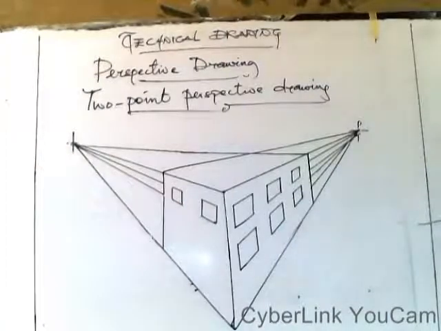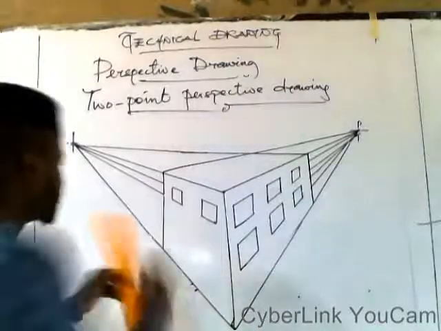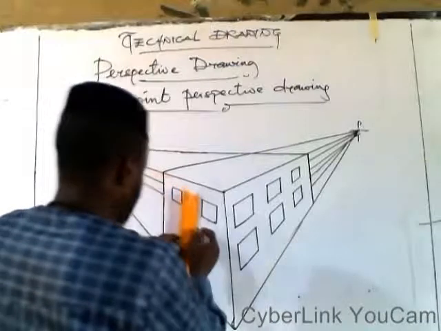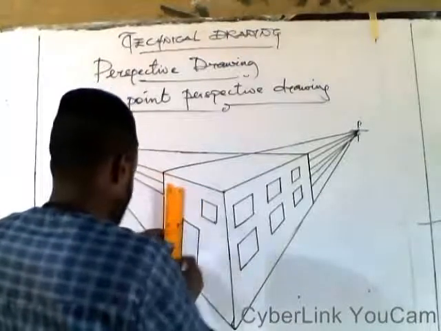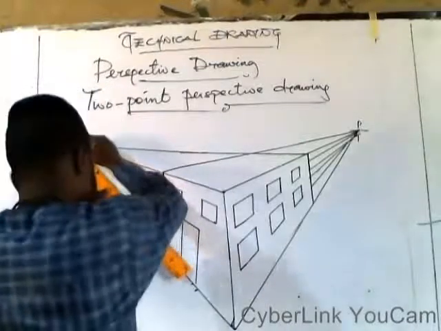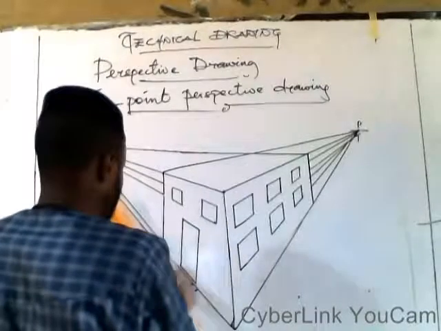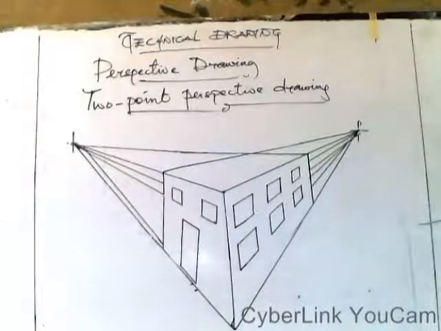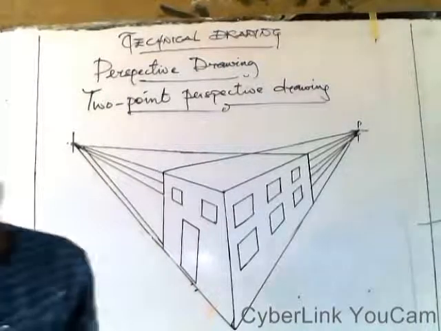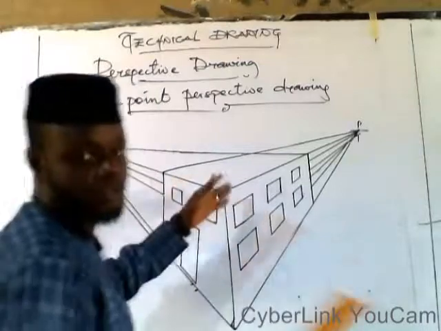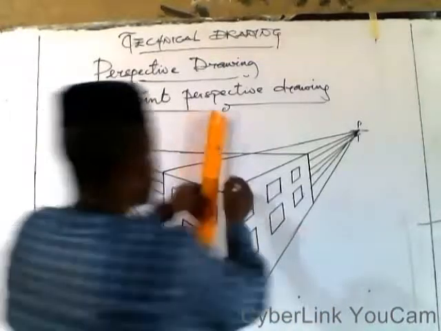We do not show the vanishing lines on the drawing, to make it look real. You remove all the vanishing lines after the drawing. So let's assume that we have a door here. So let us get the door. Let that represent our door. So that's the door. The next thing is the roof. For the roof, you just use your own imagination here. Let me imagine something like this.